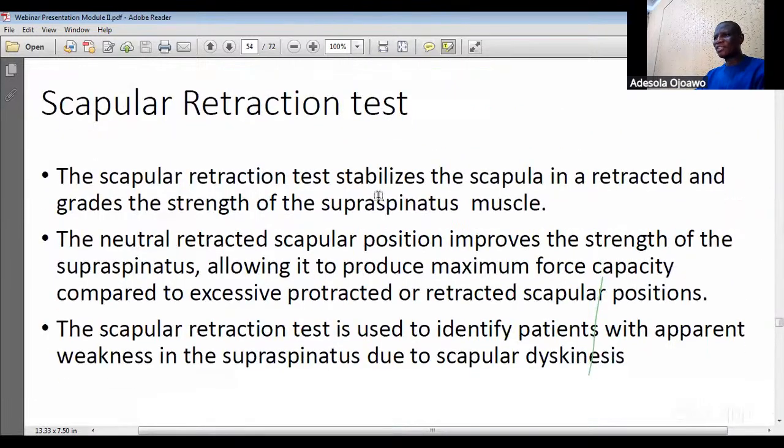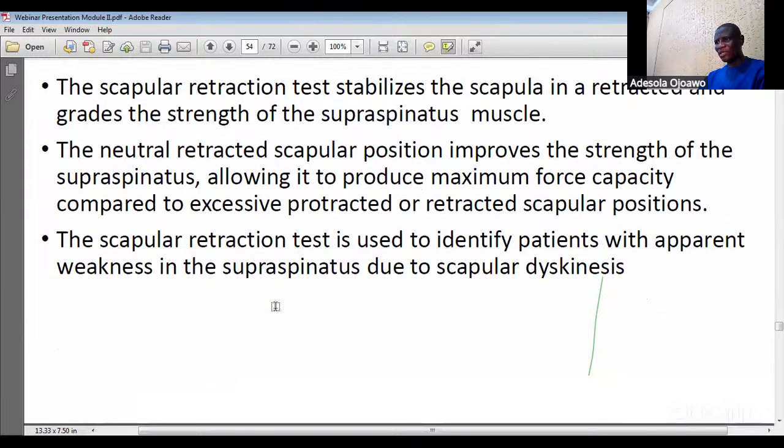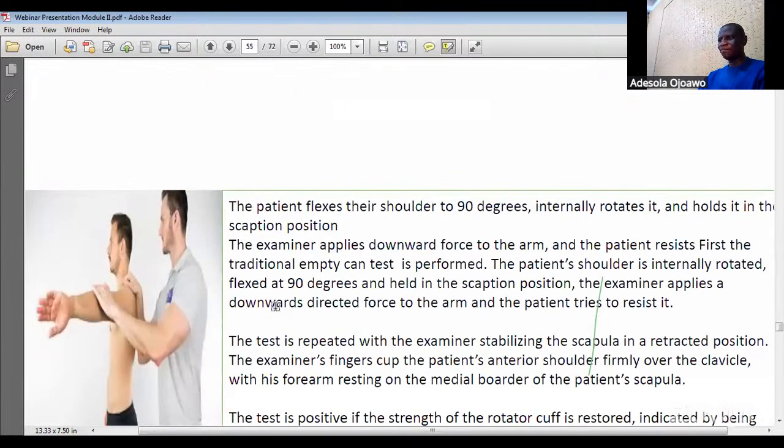Then we have the scapular retraction test. The scapular retraction test stabilizes the scapula in the retracted position and grades the strength of the supraspinatus muscle. The neutral retracted position improves the strength of the supraspinatus, allowing it to produce maximum force. I think I have the picture here as well. Yes, I have the picture here.